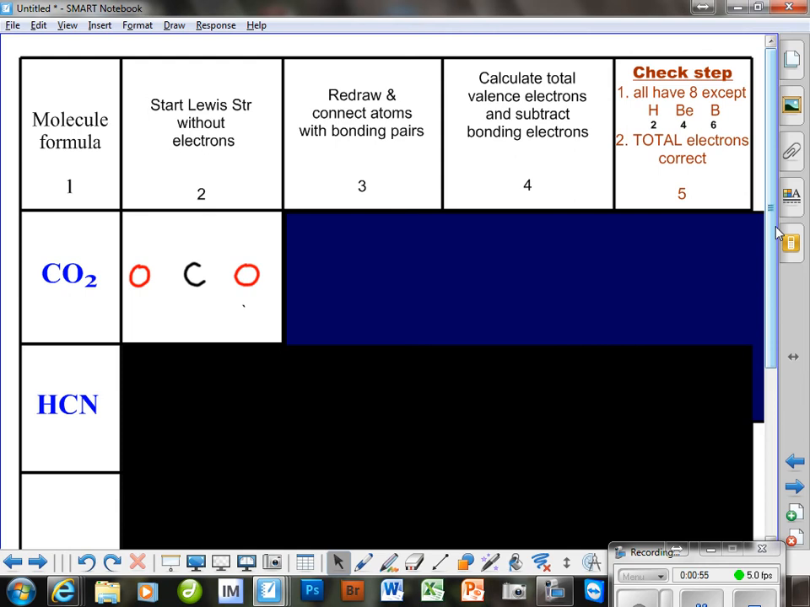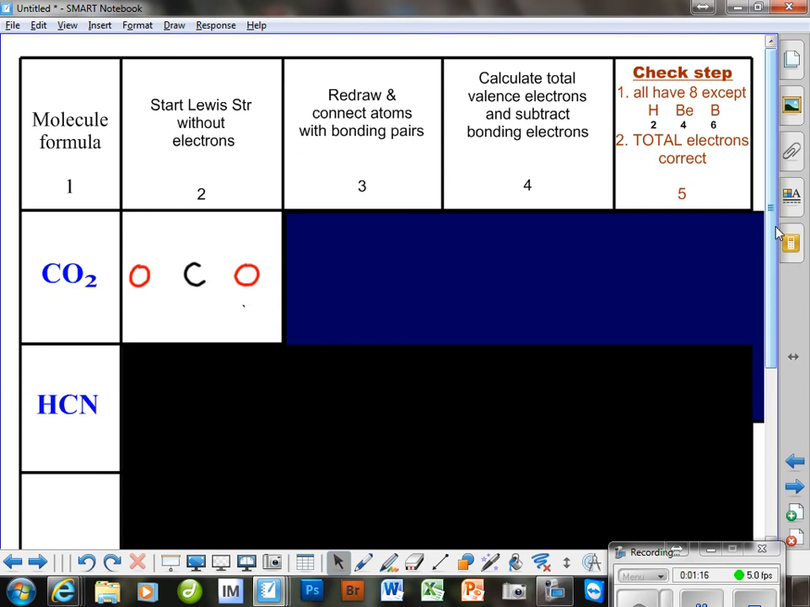Now, you can see I have 2 oxygens and a carbon. The carbon is in the center because its electronegativity is the lowest. And you can look that up on a chart or just do it by the trends, and that we've talked about before. So let's go on. And the next thing we need to do is redraw that.